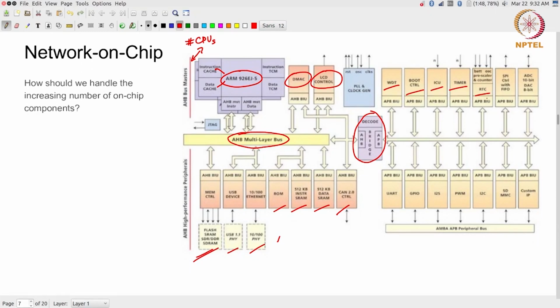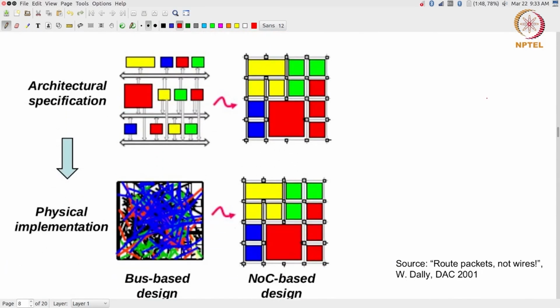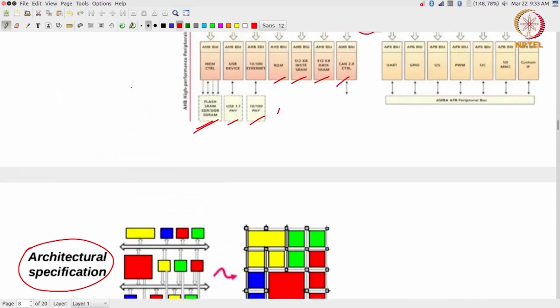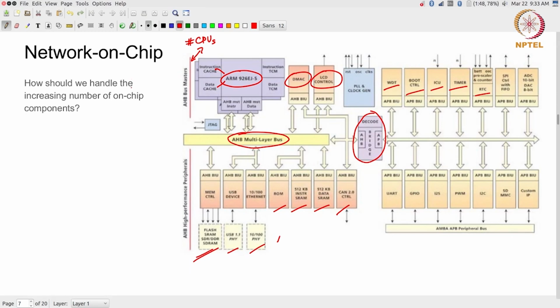So that essentially led to a related problem, which is what happens in the synthesis flow itself. Over here, we start with an architectural specification, which is a high level block diagram like the one that we saw here. So this is an architectural specification. It's telling you what the blocks are and how they are connected to each other, logically connected.